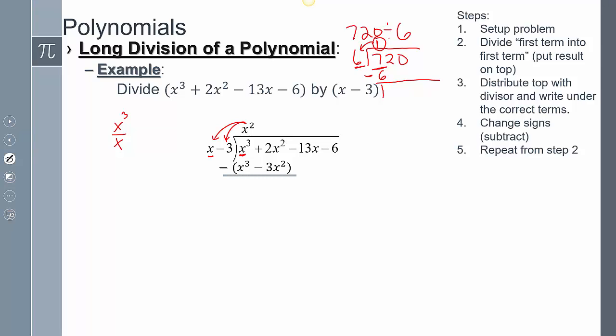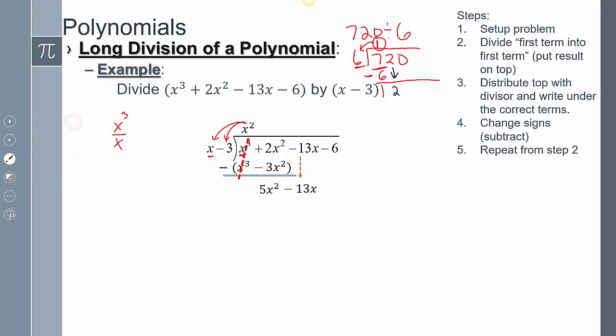Well, we're going to do the same thing here. I'm going to subtract. So if I subtract, x cubed minus x cubed is going to cancel out. 2x squared minus, now negative 3, well the negative is a positive, so 2 plus 3 is going to give me 5x squared. Now back to our other drawing, I have to bring down the 2, and so we're going to do the same thing here. I need to bring down that minus 3x.